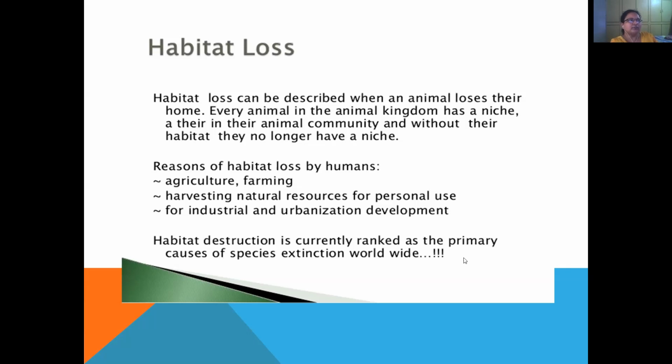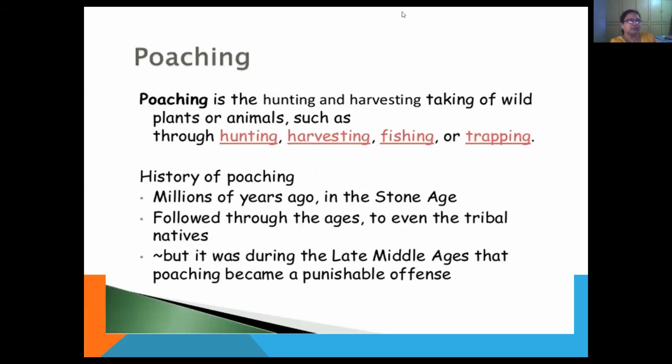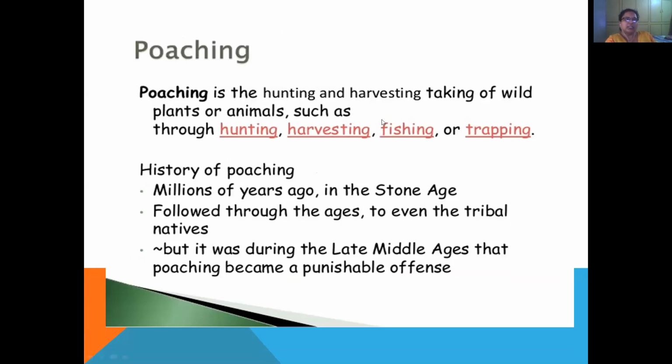Then we have poaching of animals, right? Poaching of animals is nothing but hunting. In olden days, wherever kings used to stay, they used to go for poaching, right? Hunting or harvesting, that is taking of wild plants or animals, right? So fishing, trapping, etc. The history of poaching is from the Stone Age, right?